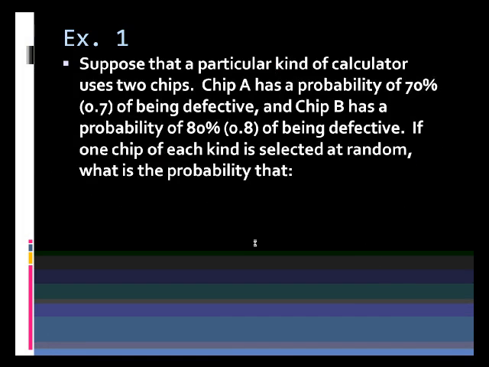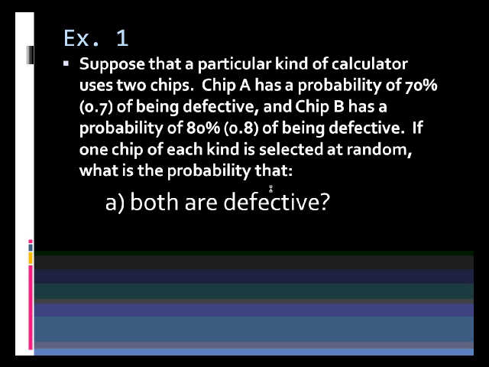If one chip of each kind, meaning we select a chip A and a chip B, we want to find the probabilities that different things happen. Okay? So here's the first thing we want to find. We want to find the probability that both are defective. So what's another way I could say that? Both are defective. A defective and B defective, right? Both would be A defective and B defective.